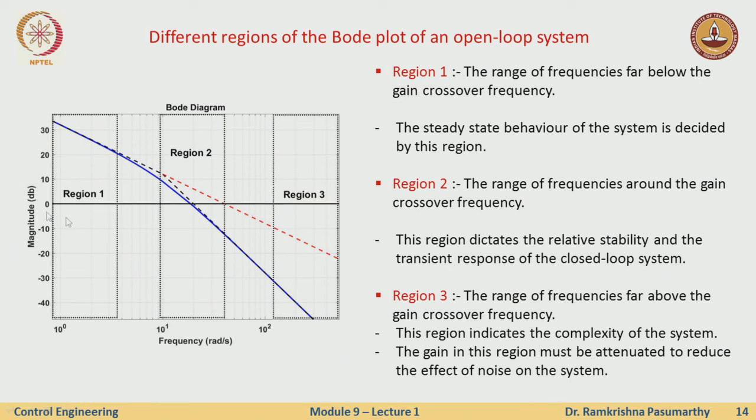So, the design specifications can be categorized essentially into regions. Region 1, the low frequency, taking care of the steady state requirements. Region 2, taking care of the transient response, which is essentially the region slightly to the left and slightly to the right of the gain crossover frequency. And the only thing we need to be careful about in region 3 is that the gain must be attenuated, right, in order to reduce the effect of noise on the system.